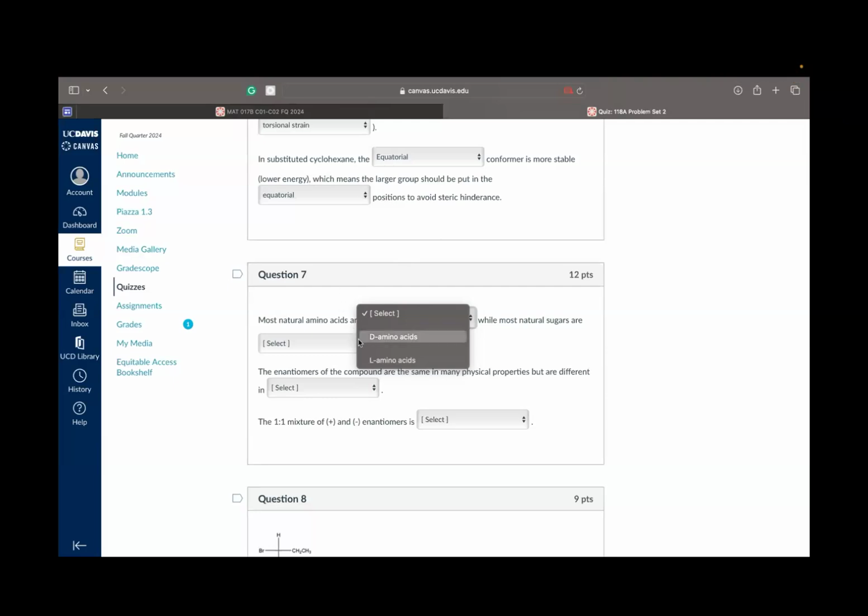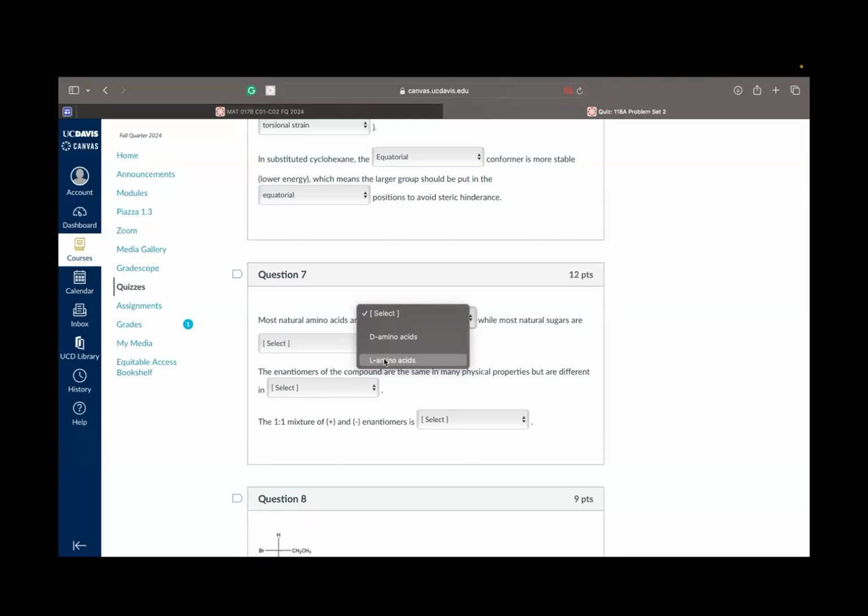But it's not exactly R and S because that's meant for rules. D and L is the intrinsic natural thing that we can't calculate through rules, right? Naturally most amino acids are L-amino acids, and that's a conceptual trivial thing that you'll see in biochem and 118C. This one was also in Chem 1.